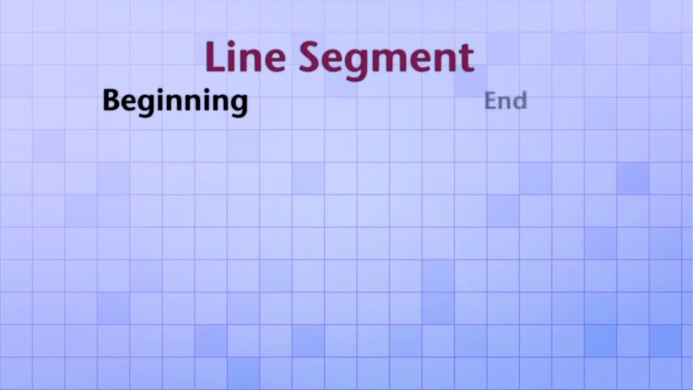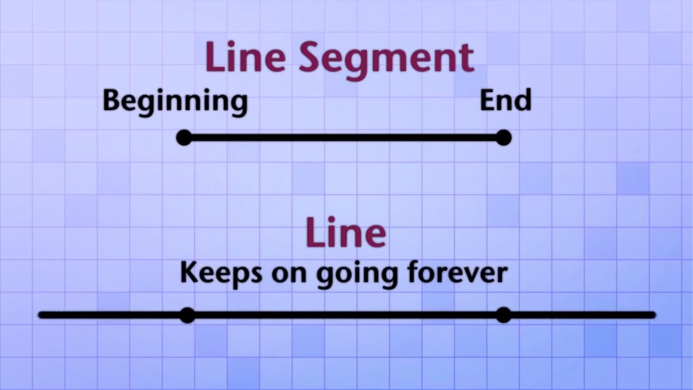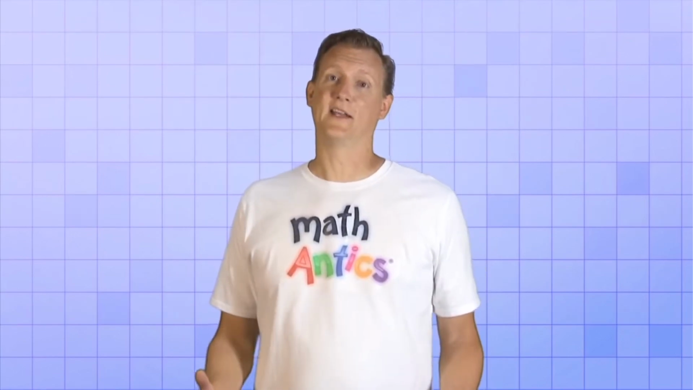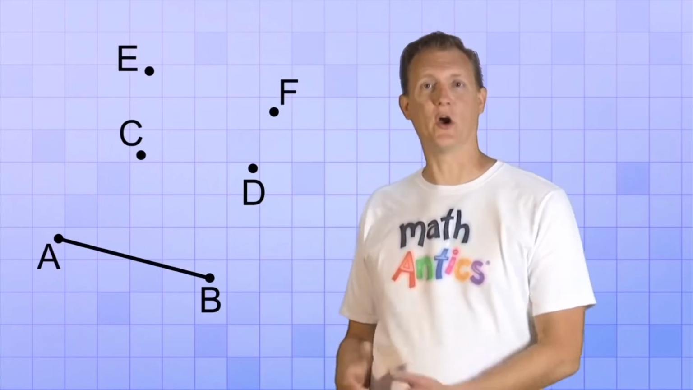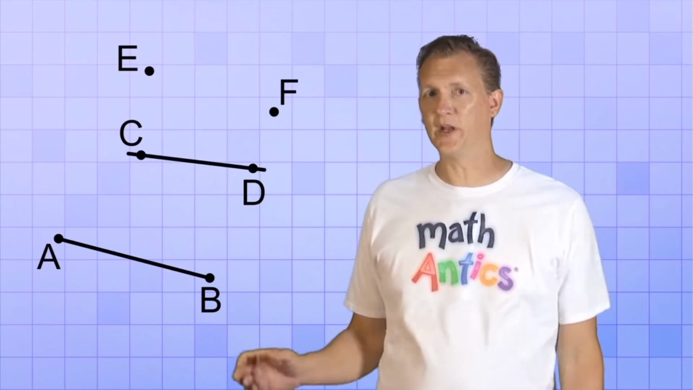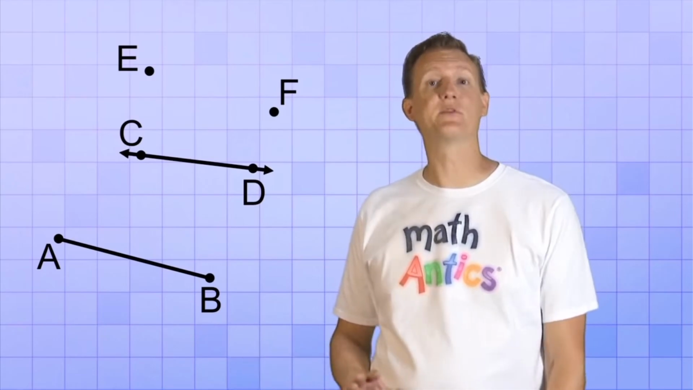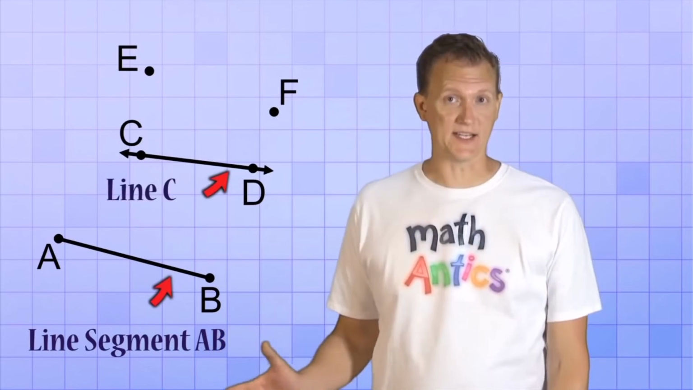What's the difference, you ask? That's a good question. A line segment has a beginning and an end. It starts at one point in space and it ends at another. A line, on the other hand, just keeps on going in either direction forever, just like the number line keeps on going forever. Well, at least we imagine that it goes on forever. We can't actually draw a line that goes on forever, so here's what we do instead. To draw a line instead of a line segment, you just go past the endpoints a little bit, and you put an arrow on both ends of the line to show that it keeps on going. So this is line segment AB, and this is line CD.